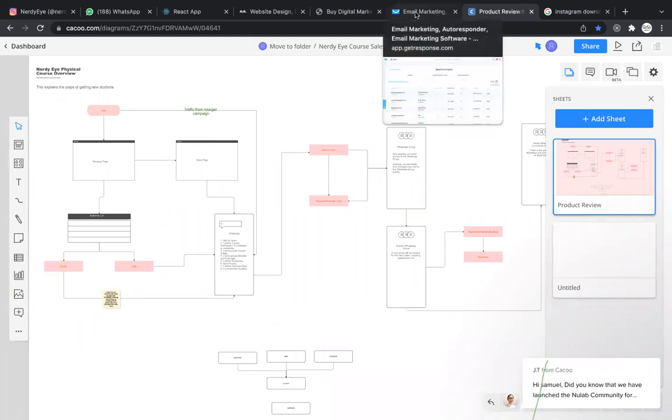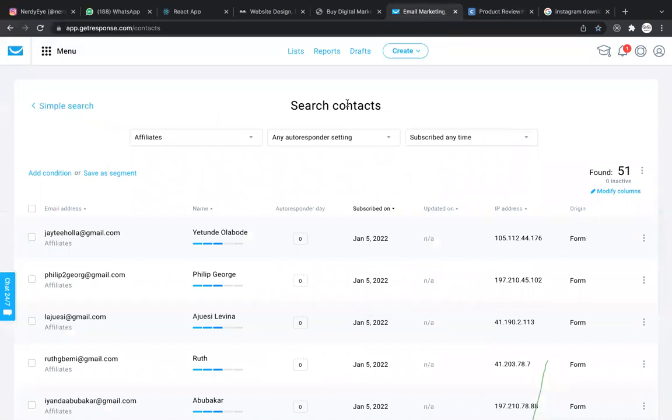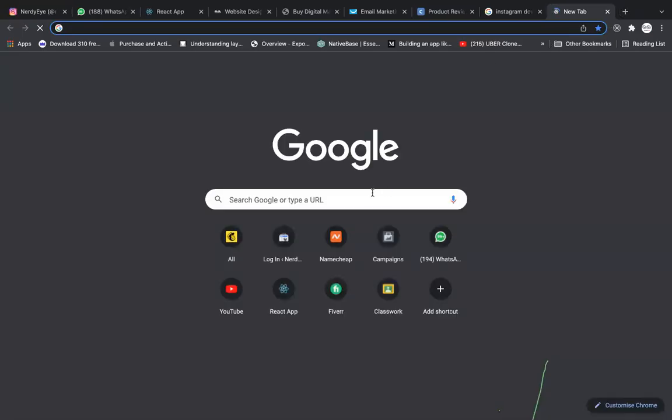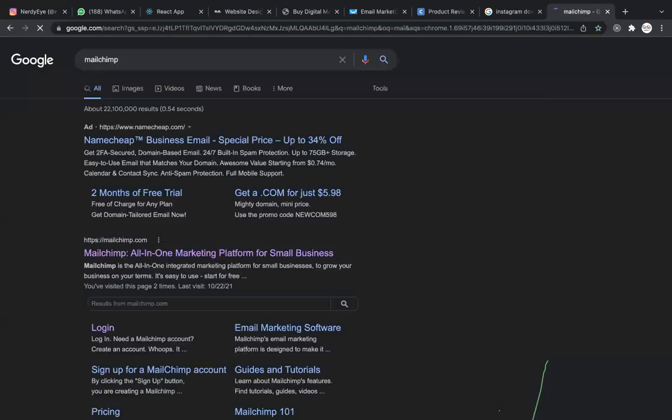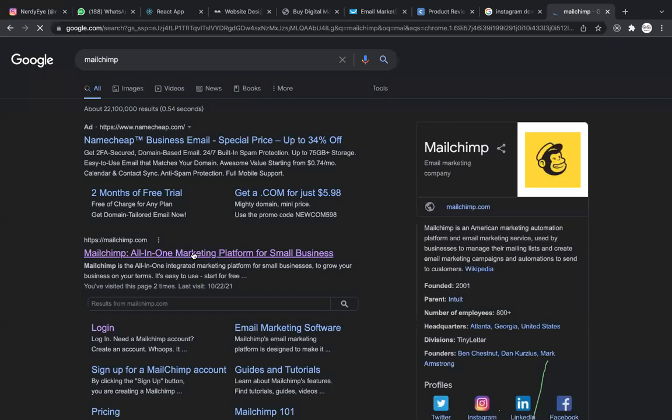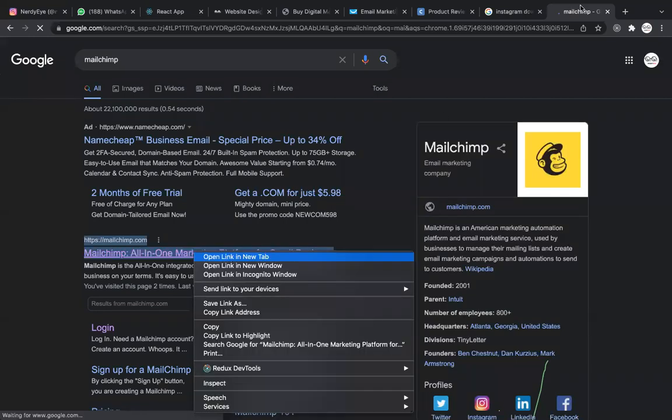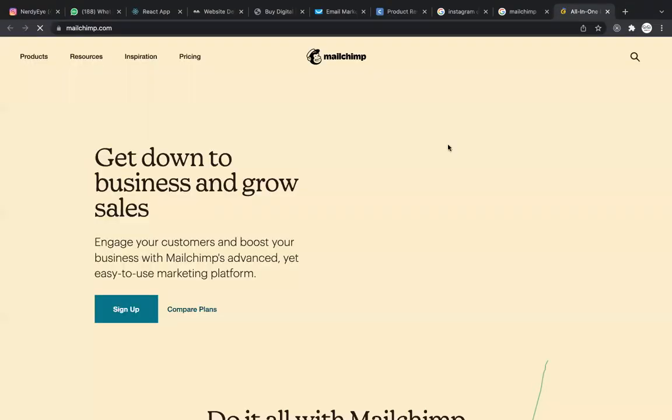If you're using software, you can use GetResponse, of course. We were using a paid plan. GetResponse has a free plan that will allow you to have up to 500 mails, right? But if you're starting for the first time, I think you should use MailChimp. MailChimp's free plan is far better than GetResponse's free plan, because MailChimp's free plan allows you to have at least 2,000 contacts first, right?